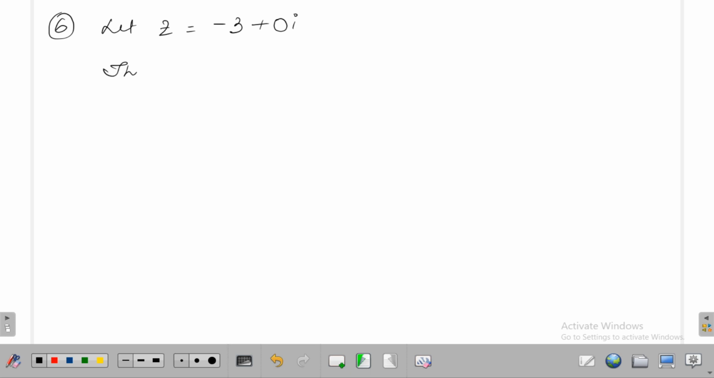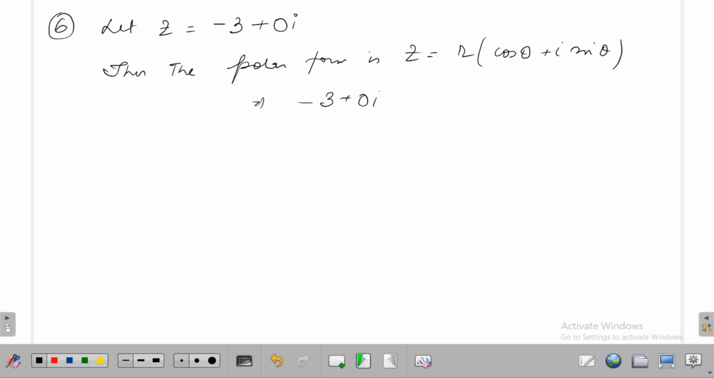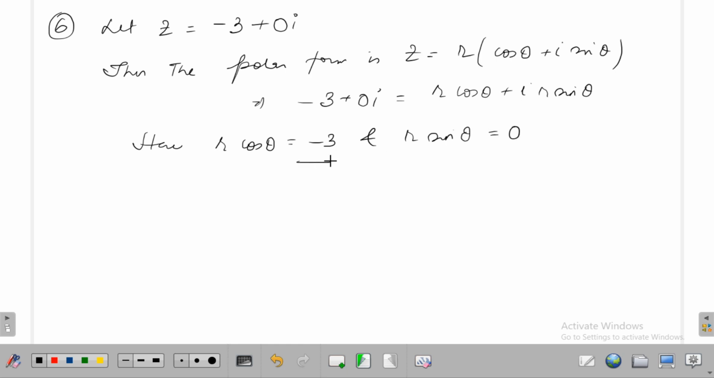So that will be the polar form: z is equal to r times cos theta plus i sine theta, but the value for z is nothing more than minus 3 plus 0i. If I open up the bracket, it will be r cos theta plus i r sine theta. Now if I compare, I get r cos theta equal to minus 3, and r sine theta equal to 0. Let me call this equation 1, and this one equation number 2.